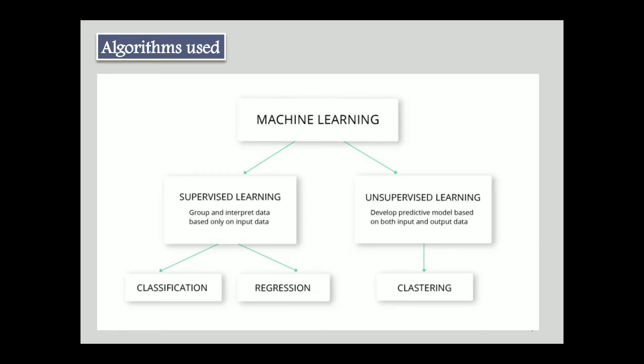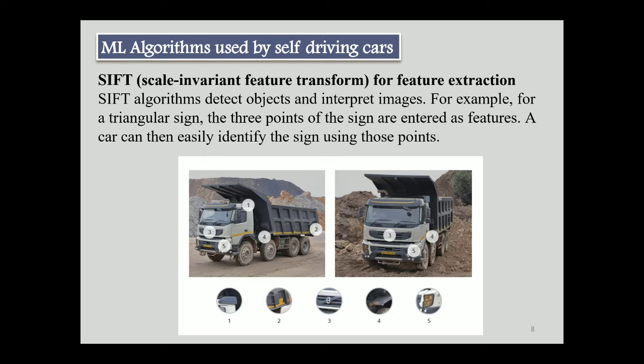So the next one: which machine learning algorithms are used by self-driving cars? The first one is SIFT, the scale invariant feature transform, for feature extraction. It detects objects and interprets images.